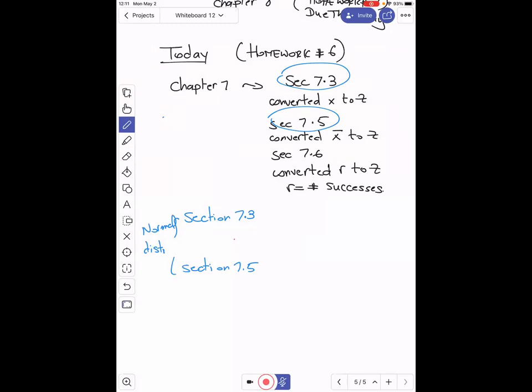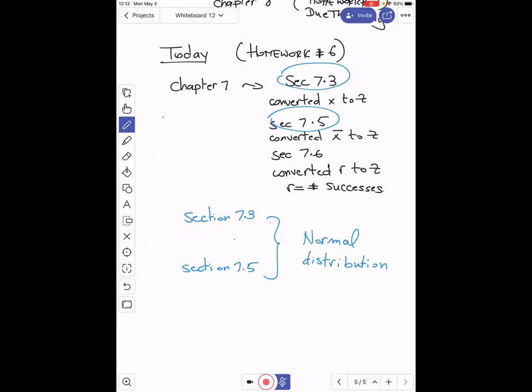Yeah. So I was saying, today we're gonna discuss homework 6. Homework 6 actually covers chapter 7. So we have three main sections in this chapter 7: 7.3, 7.5, and 7.6. Both 7.3 and 7.5 are related to normal distributions.